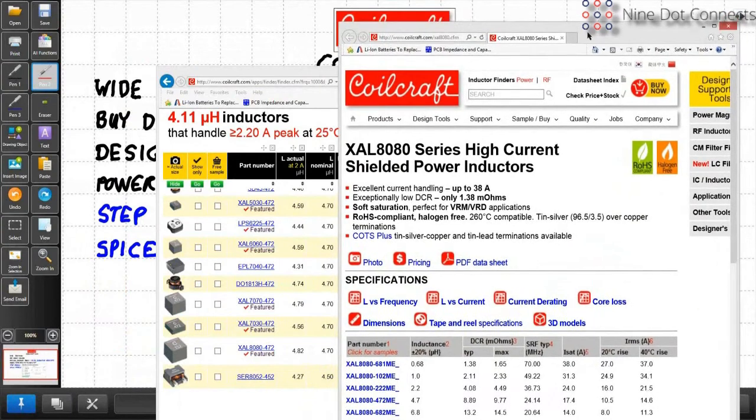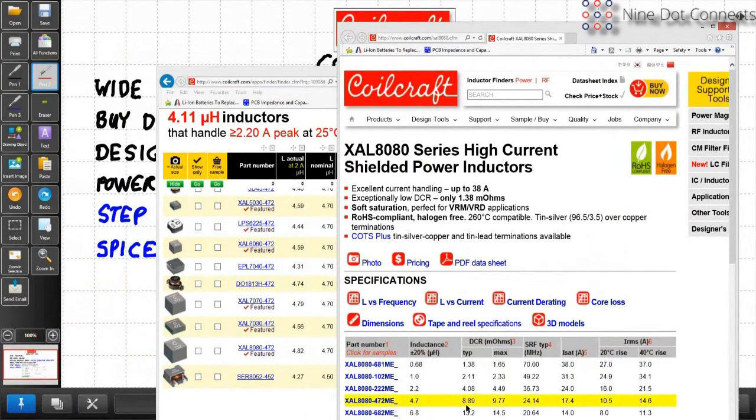But you see the XAL8080-472 right here. Note that its self-resonant frequency is 24 megahertz. That means you have to stay far away from 24 megahertz in any of the harmonic content going into this circuit, or it's going to cause resonances that can cause bigger problems. So you probably could run at 1 megahertz, but you certainly shouldn't be running at 10 megahertz switching speed with something that has that self-resonant frequency. And if possible, try to make it so that the lower harmonics, like the 5th harmonic, don't align with the resonant frequency.